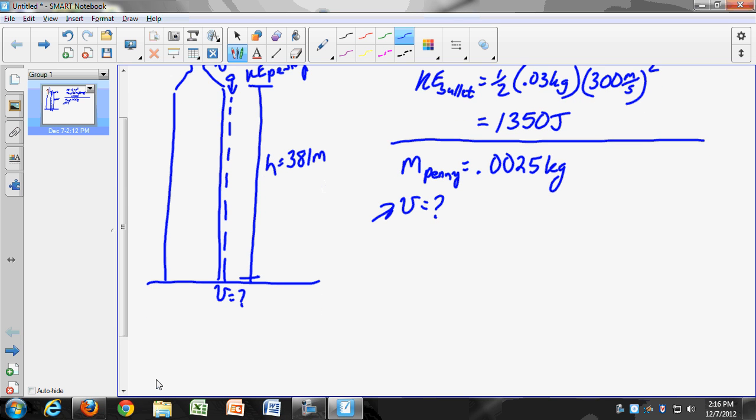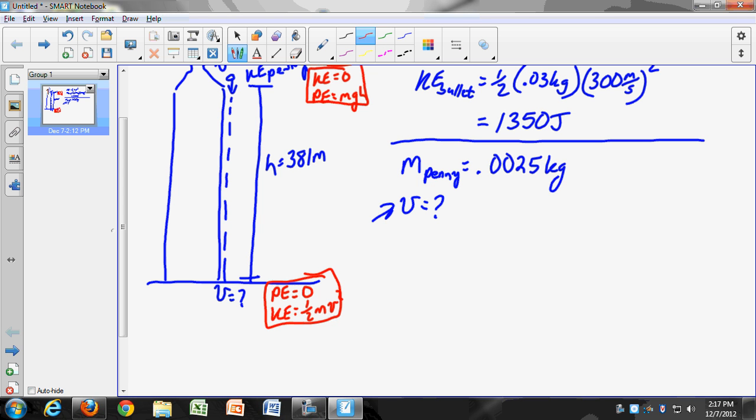I can do this by looking at the conservation of energy. I know that the kinetic energy at the top is 0. So up here at the top, this penny has 0 kinetic energy, and its potential energy is equal to mgh. And down at the bottom, the potential energy is equal to 0, and the kinetic energy is 1/2 mv squared. Now the conservation of energy says that the energy up here is equal to the energy down there. All throughout its trajectory, that penny keeps the same amount of energy.